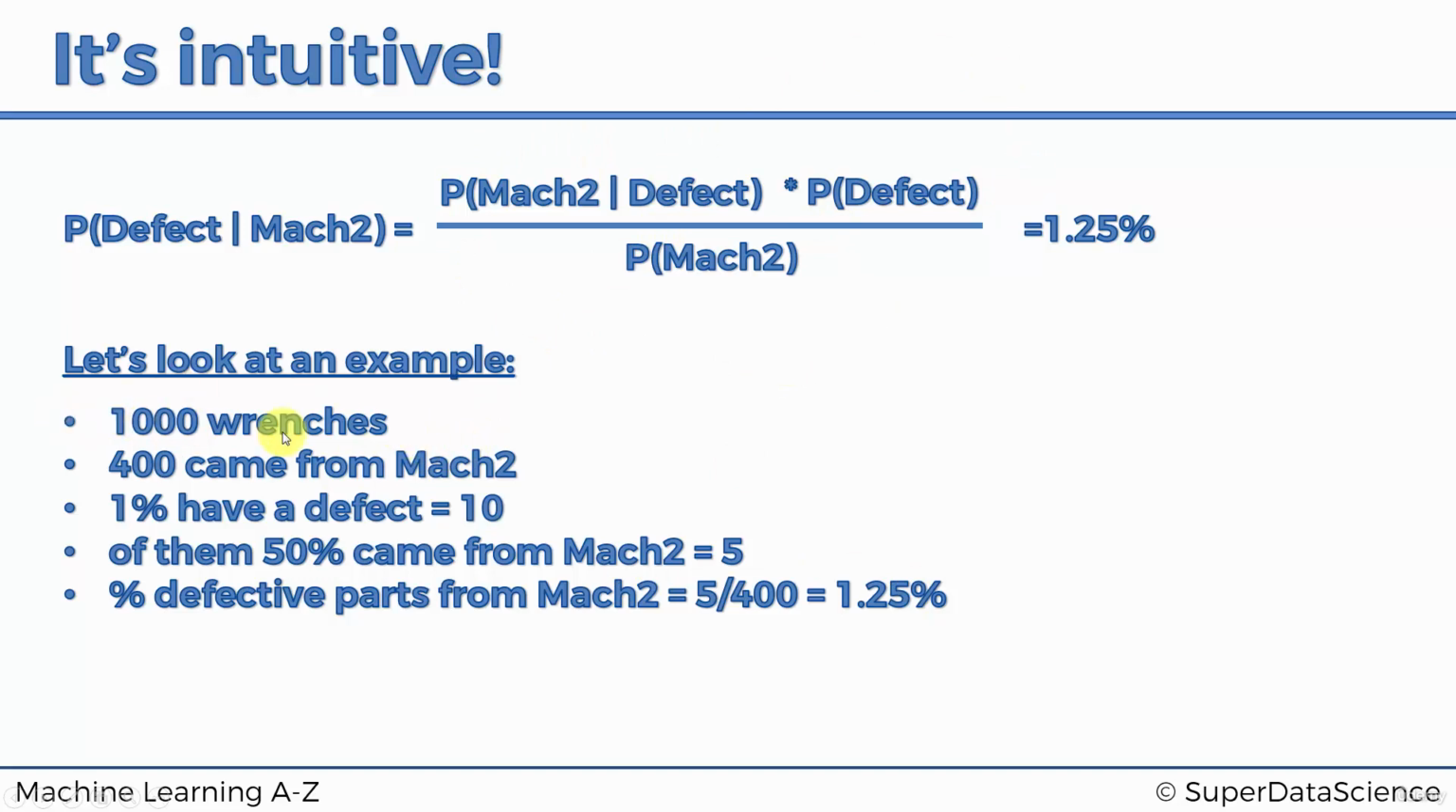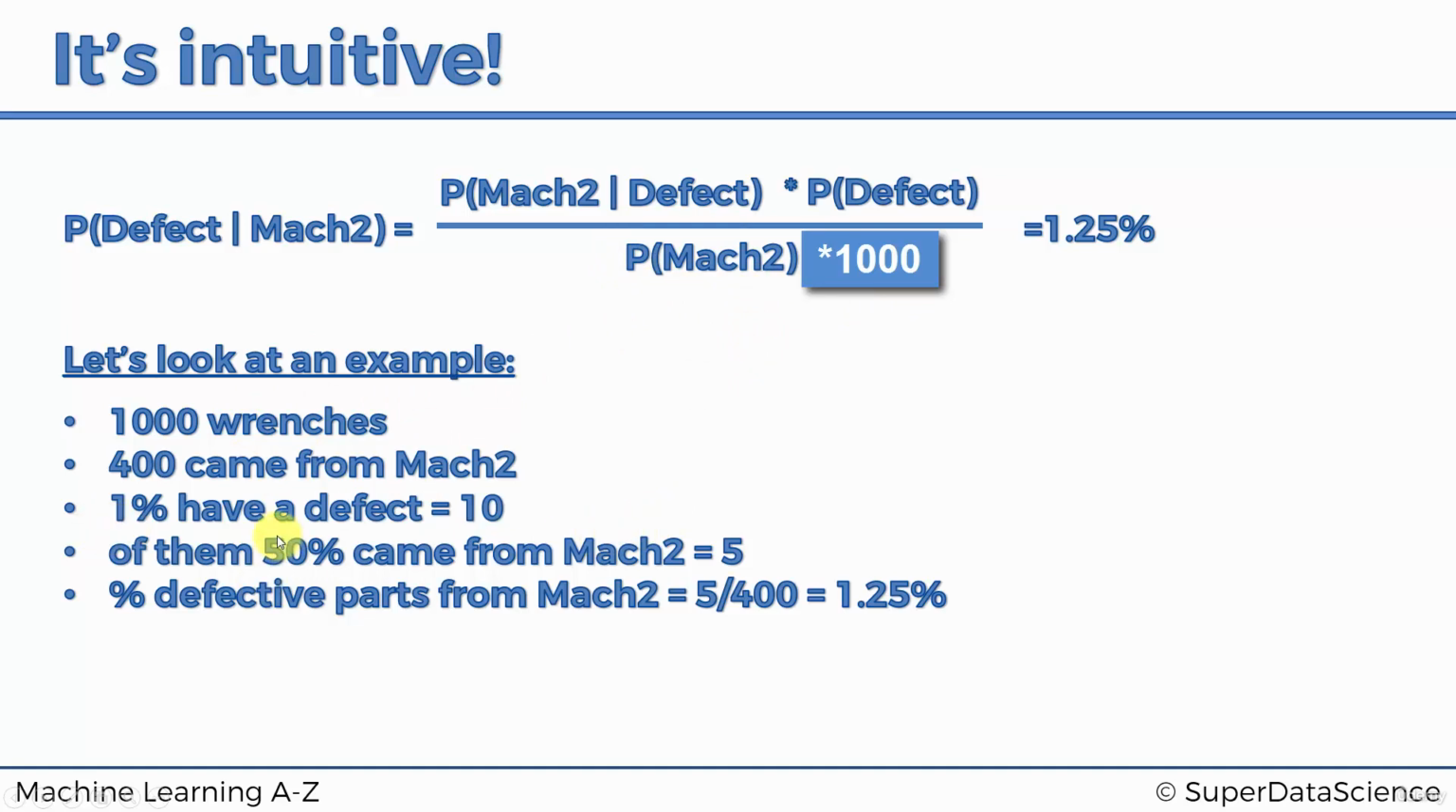We had 1,000 wrenches, and then we turned that into 400. We multiplied 1,000 wrenches by 40%, the probability of a part coming from machine 2. So this is our denominator. This 400 is P of machine 2 times 1,000. So we have P of machine 2 times 1,000 in the denominator instead of just P of machine 2.